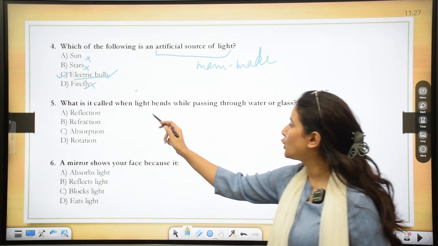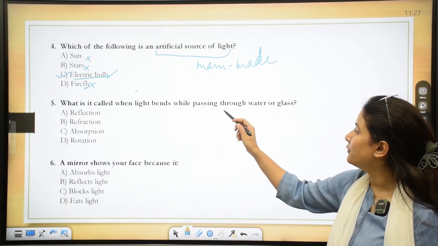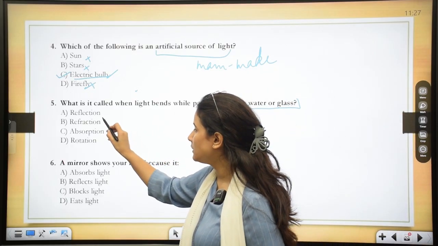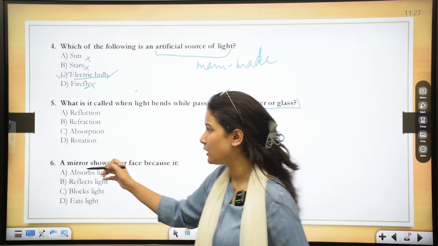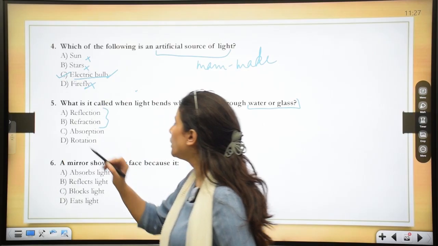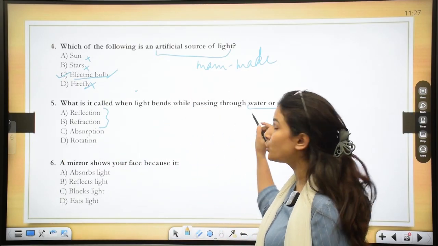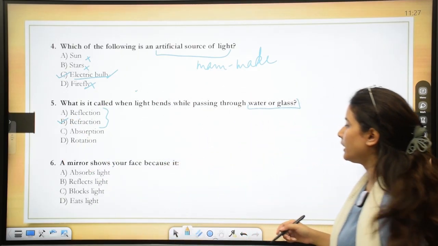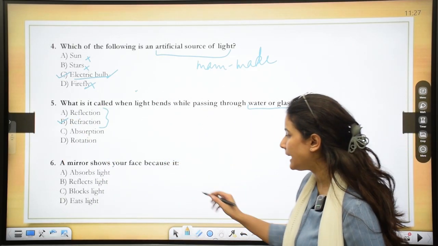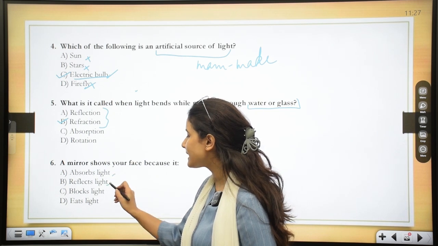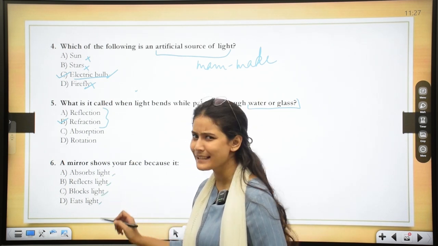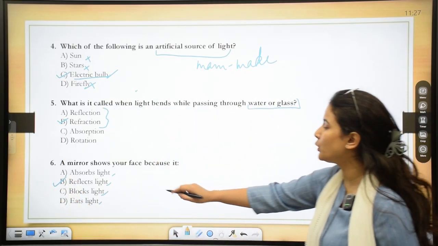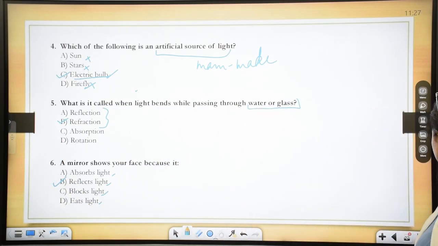What is it called when light bends while passing through water or glass? We have done this. Reflection, refraction, absorption, rotation. If you are confused between the two, please remember, when light passes through another medium, it is known as refraction, not reflection. A mirror shows your face because it absorbs light, reflects light, blocks light, or eats light. It reflects light. If it absorbed light, you would not be able to see yourself.